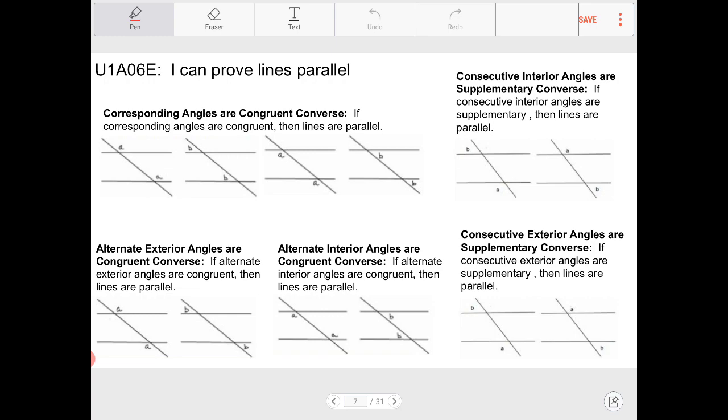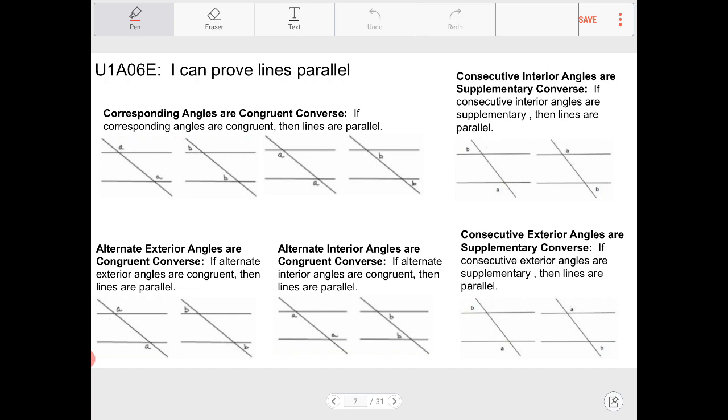Alternate exterior angles are congruent, converse. Understanding that the alternate exterior angles are congruent, we can conclude that the lines are parallel. Alternate interior angles are congruent, converse, then we can conclude that the lines are parallel. One more time, consecutive exterior angles are supplementary, converse. If we know that the consecutive exterior angles are supplementary, we can conclude, once again, that the lines we're dealing with are parallel.